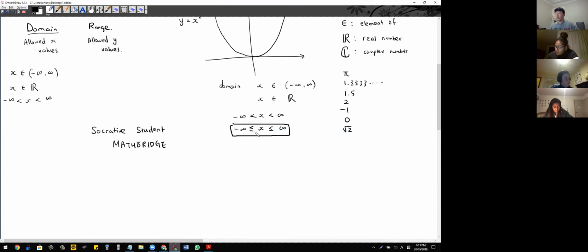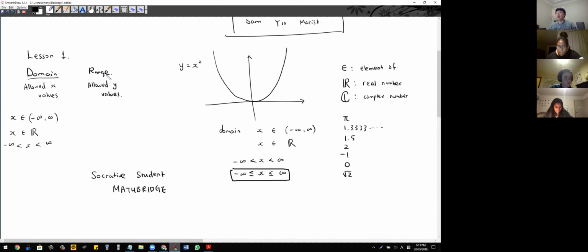The question was, can we write the domain like this with an equal sign there? A lot of you are saying it's true, but the answer is actually false. I'm going to explain why this equal sign is not allowed for infinity. The reason is x can never equal infinity. Infinity is something that keeps on growing, so a number can never equal infinity. That's why whenever there's an infinity sign, we always use the inequality sign without the equal sign, okay? Now we're going to talk about range.